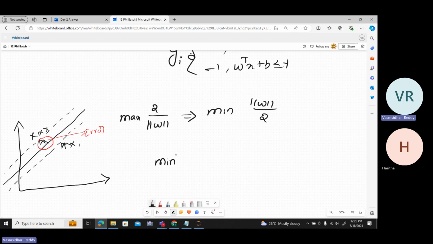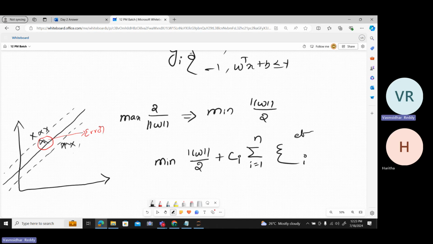So minimum of mod of W divided by 2 plus C_i summation of i equals 1 to n eta. This is the meaning of eta. It is used to summarize the distance between the error points and actual points, the differences between the wrong points. If you apply this formula, you can calculate the errors.